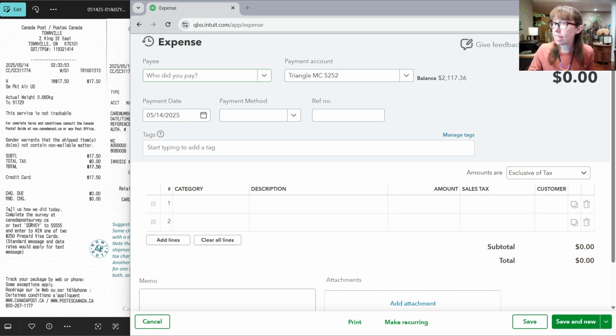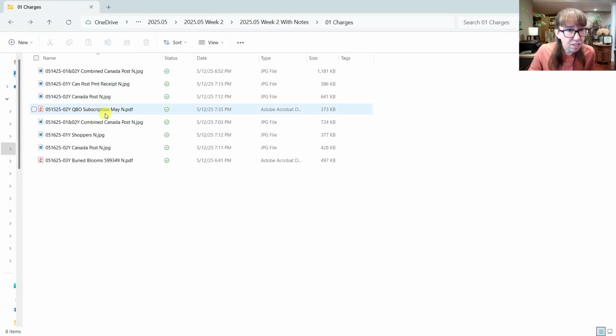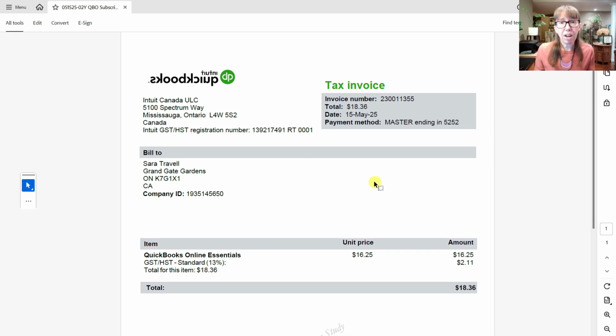So let's see what's next. Next, we have the QBO subscription. And when there's an ongoing subscription, I like to see at least one of them, and then I save that into a folder called subscriptions, and then I set up a bank feed rule to line it up moving forward.